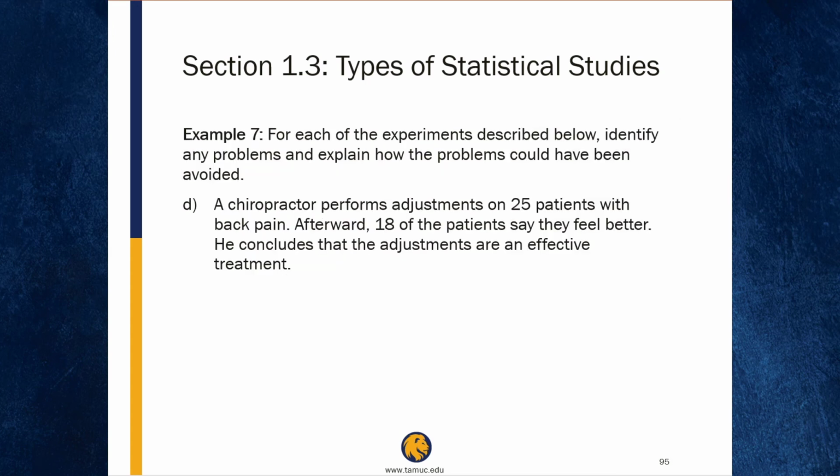Another situation here says a chiropractor performed adjustments on 25 patients with back pain. Afterwards, 18 of the patients said they felt better. He concludes that the adjustments are an effective treatment.